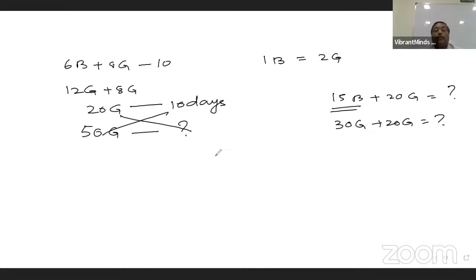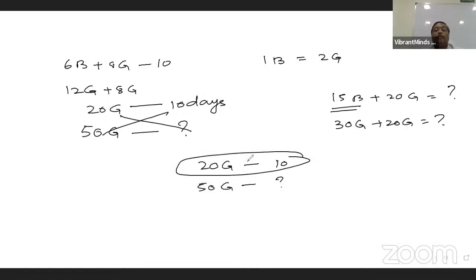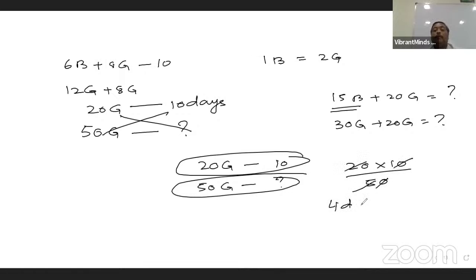Twenty girls in 10 days. So 50 girls will take how many days? And this will be something like this. So 20 into 10 divided by 50. And this will be 4 days. This will be 4 days.